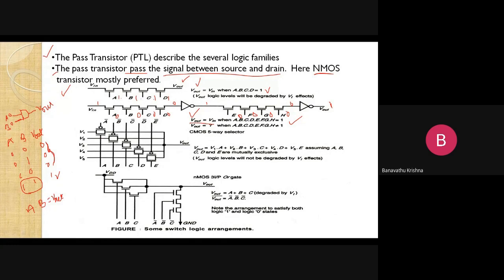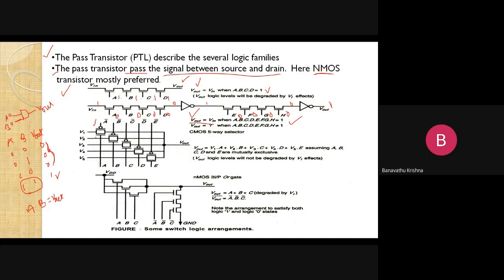Let us see, V1, V2, V3, V4 and V5 are the inputs here, and the PMOS and NMOS are connected in parallel form. So V out equals V1 dot A, nothing but an AND operation, plus the second case V2 dot B, then V3 dot C, V4 dot D, V5 dot C. In between there is a plus operation. So here OR operations and AND operations are performed.